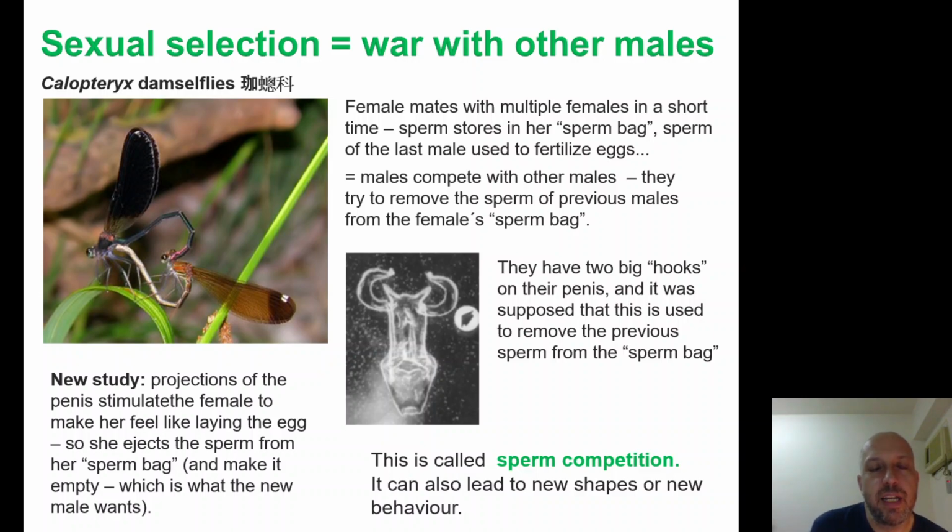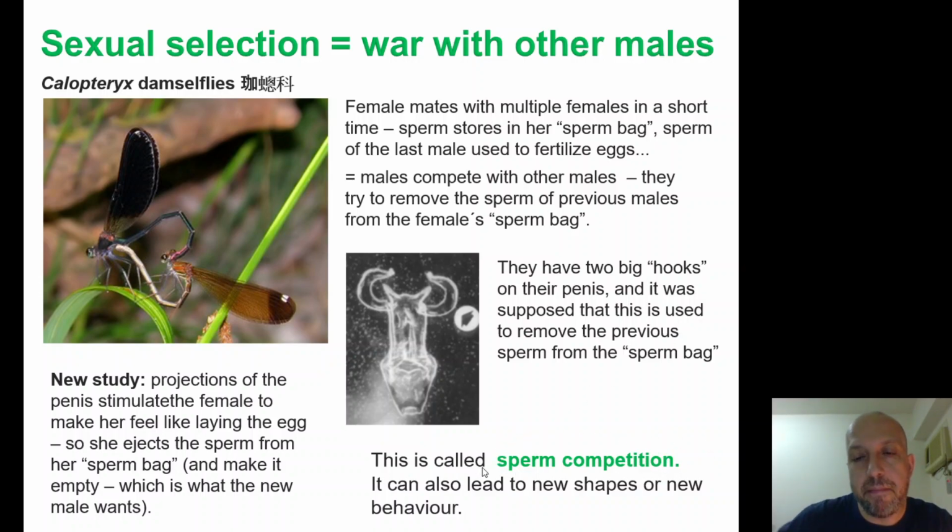Last example, the traditional study model was the damselfly, which is part of the dragonflies. Here the female mates with multiple males, so this is the polyandrous version. She stores the sperm bag, the package of sperm of all the males, and she selects. The idea was that the last male which mated her is the father of her babies. So the males are competing with each other in the community to be the last one who copulates with her. This is called sperm competition.